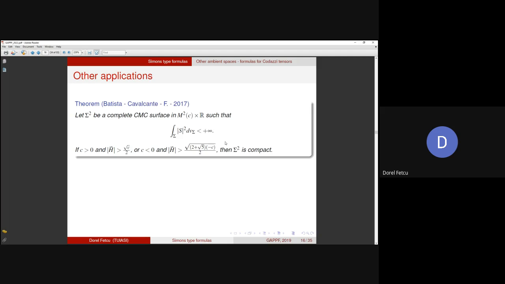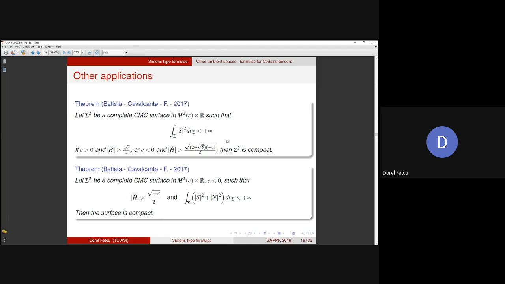The first one says that if sigma is a complete CMC surface in a product space M2 cross R, such that the integral of the squared norm of S is less than infinity, then provided that the mean curvature satisfies some inequalities, depending on whether the sectional curvature of the space form is greater or less than 0, sigma has to be compact.